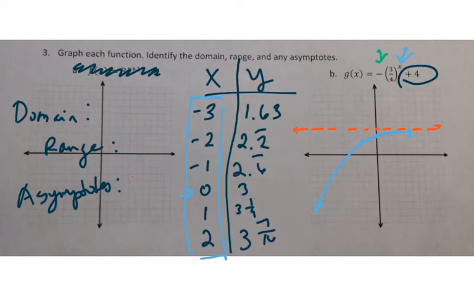Now my domain is still negative infinity to infinity. It goes on in both directions for all values of x. The range starts from negative infinity because this is going downwards forever, and goes all the way up until we reach that asymptote, but not including that value. So it's going to go from negative infinity to 4, not including 4. So make sure that this is a parenthesis and not a bracket. Okay? Then our asymptote, which I drew in red, so I'm going to write in red, is going to equal y equals 4.